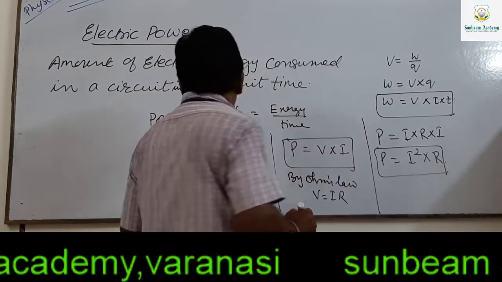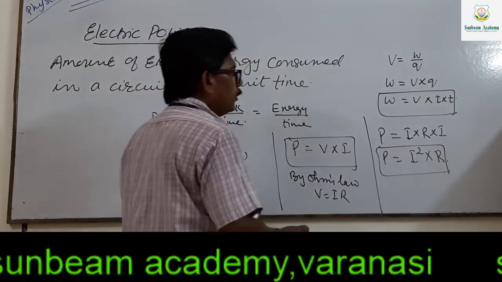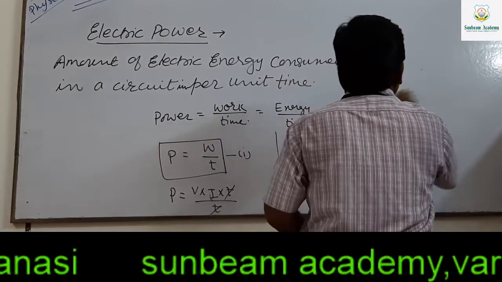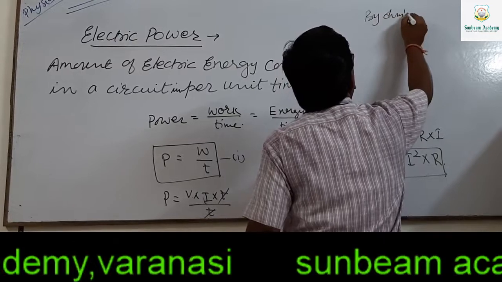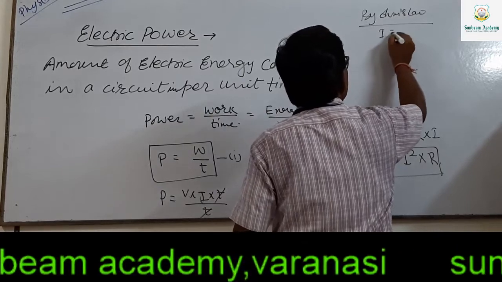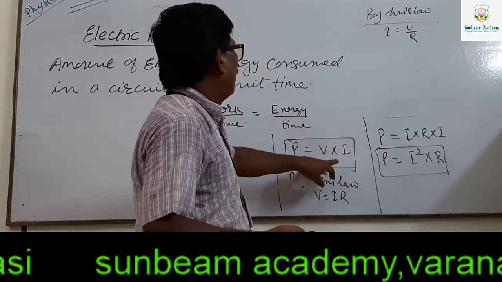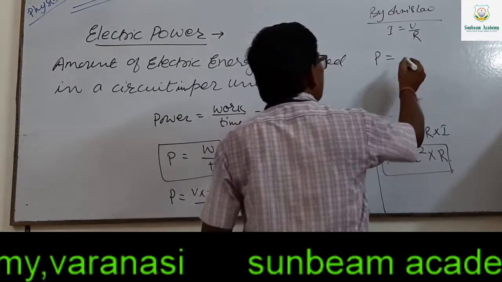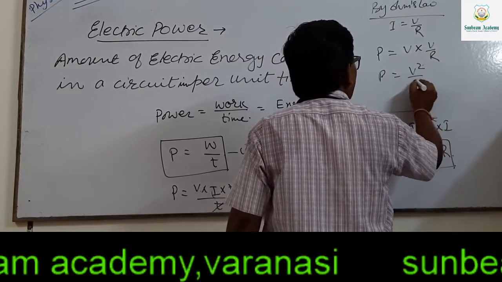Now, by changing the value of I, by Ohm's law, I is equal to V by R. Substituting the value of I in this equation, you will get power is equal to V into V by R, that is, power is equal to V square by R.